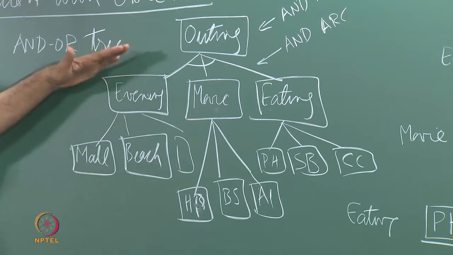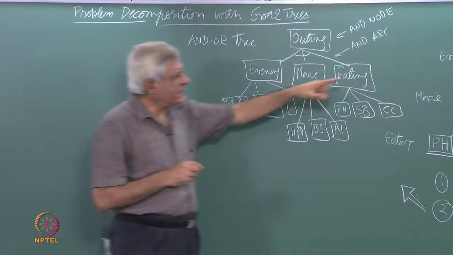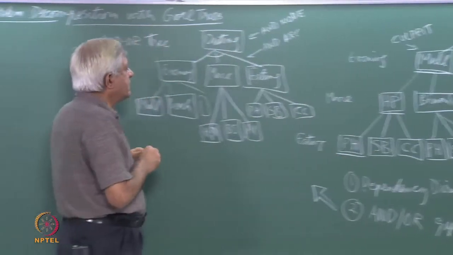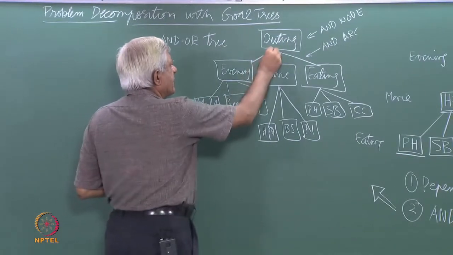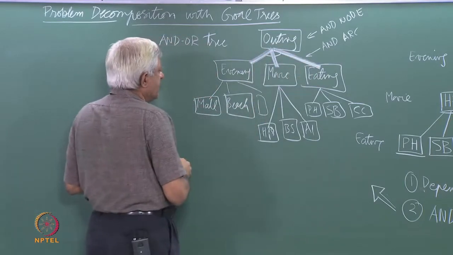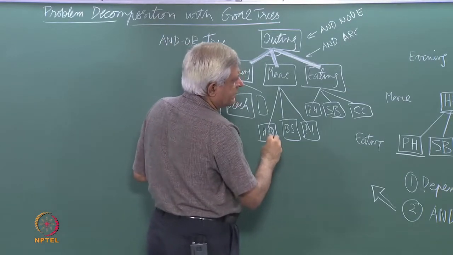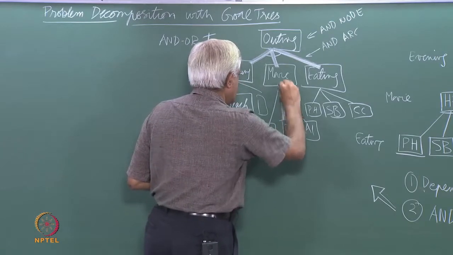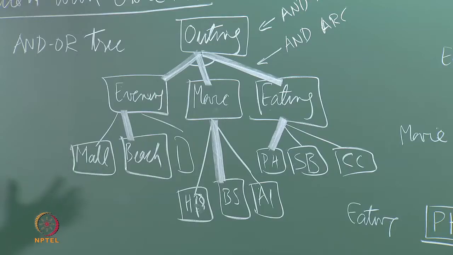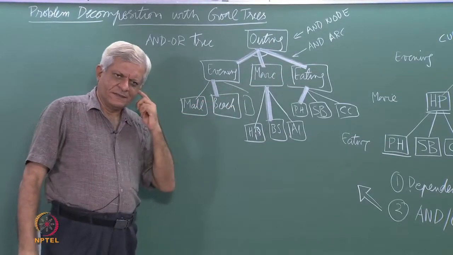So, the AND node is at the top level, OR node is below that, and a solution in the OR graph like this, the kind that we have been studying so far, is a path. The solution in an AND OR tree is a subtree. So, a solution will have, for example, this and this and this and this. So, the solution for this same problem is a subtree, whereas in that formulation the solution was a path.